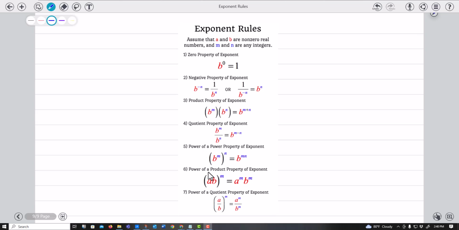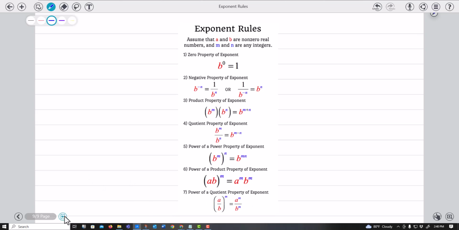The power of a power: you actually just have to bring in this power and multiply it inside here. If you have more than one term, you have to be sure each term is given that power, and the same as dividing.